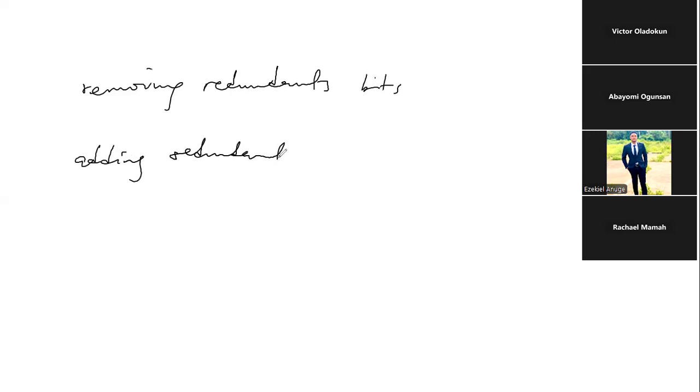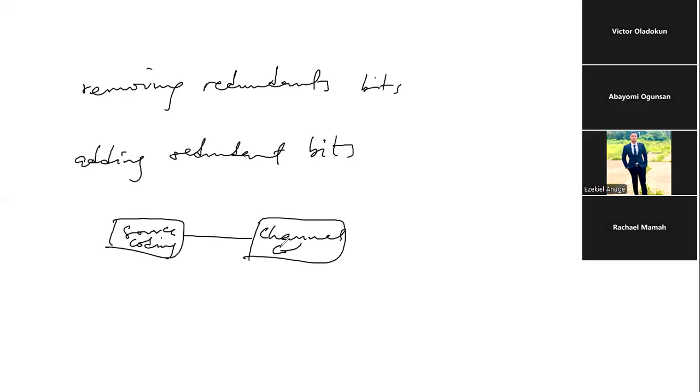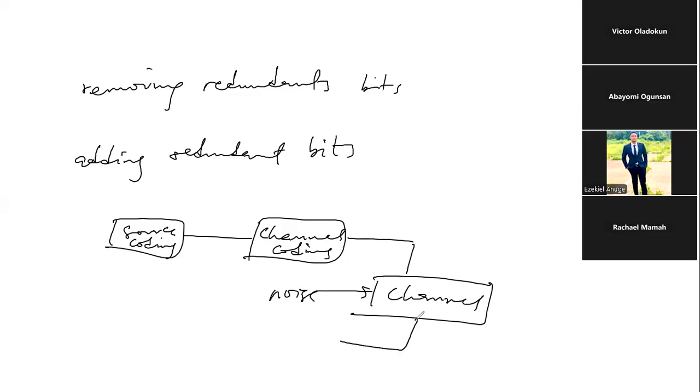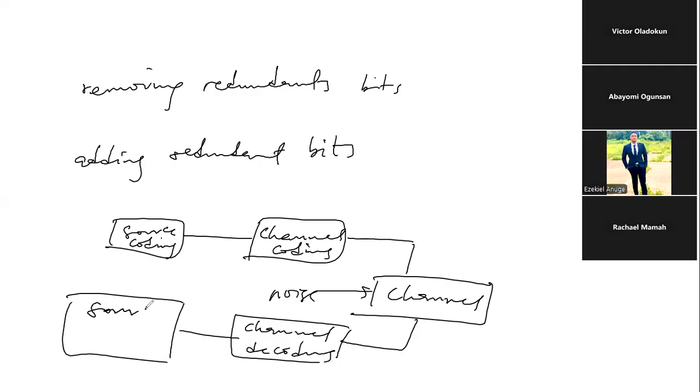So we talk about removing redundant bits and adding redundant bits. So this is your communication system. We have source coding. Then we have channel coding. Then we have the channel, for which we have noise. Then we have channel decoding. Then we have source decoding, right?